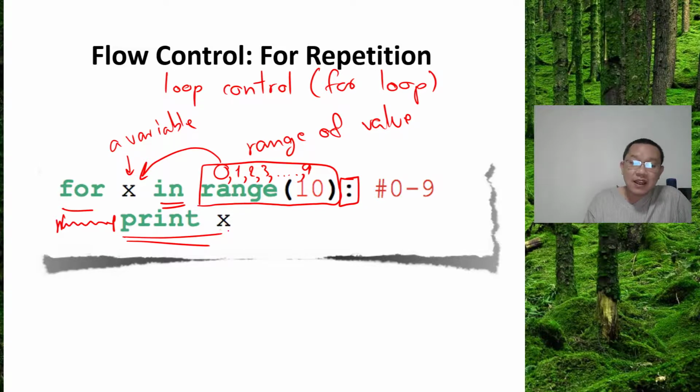So the first value is assigned to x, and then the program will print x, then the next value will be assigned and the value will be printed again. So it will be looped. The loop will finish when the assignment of the value approaches the last number. Then the loop will end.